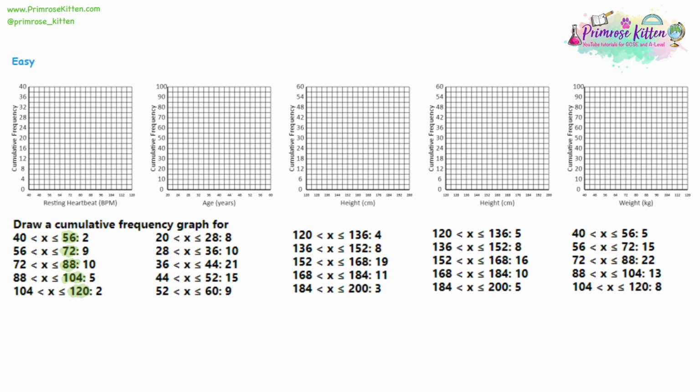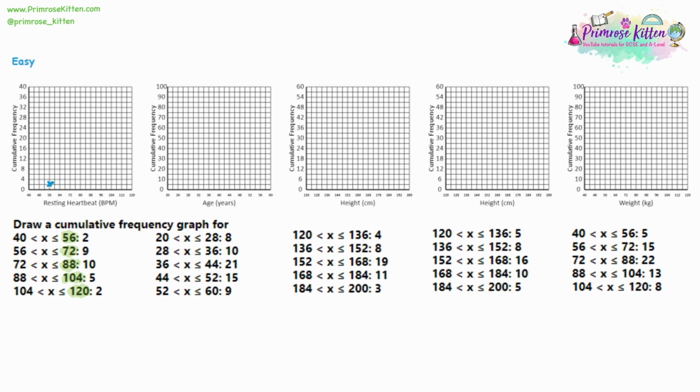Well, the midpoint at 48 is the point right in the middle, and that's usually a common place to plot things like this. But for cumulative frequency, we're going to plot at 56 because we are 100% sure that by the time we get to a resting heartbeat of 56, both of those people have been accounted for. So we're going to go to 56, and we're going to plot at 2. That's where our first point goes.